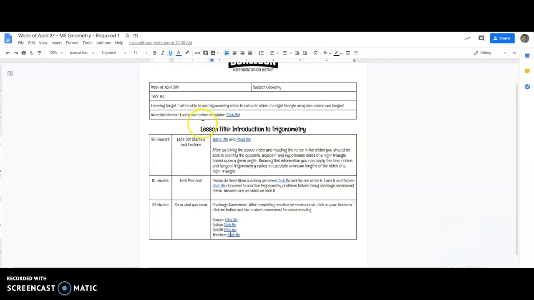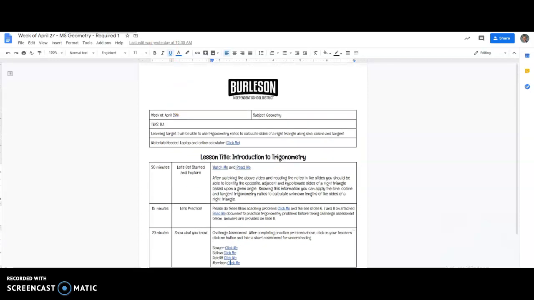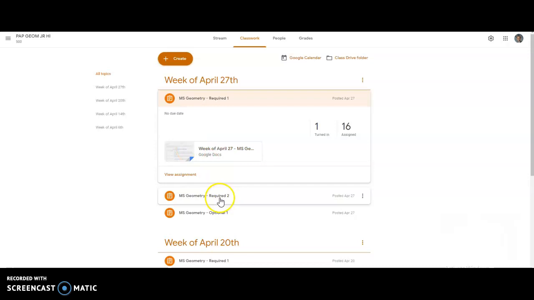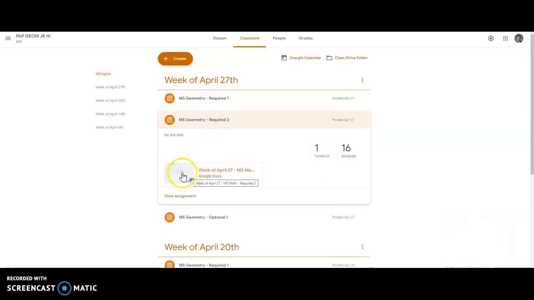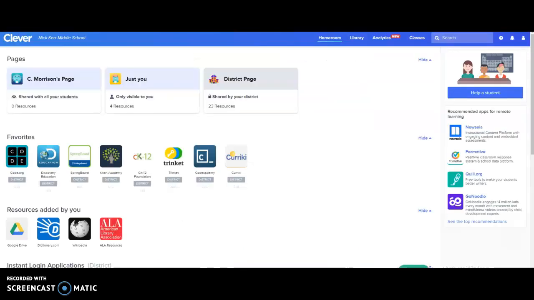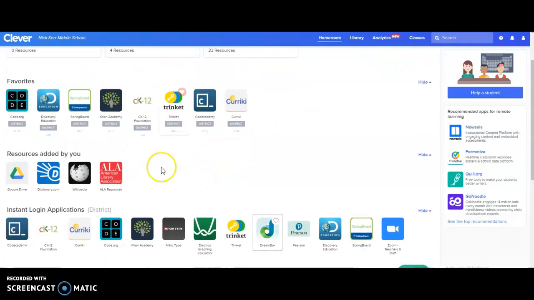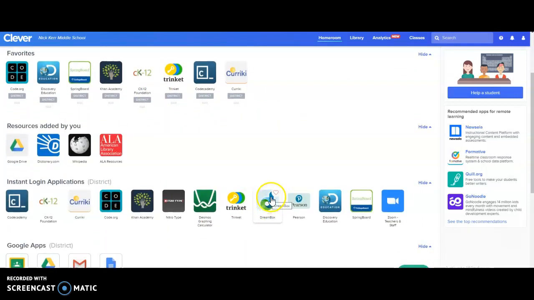That is assignment 1. Let's go back to assignment 2 is your Dreambox assignment. I'm not going to go look at this because that's just the instructions. To log in, you'll go to Clever, log in with your Google account, your school Gmail account. Down here you'll see Dreambox. I can't click on that because it opens up my teacher dashboard and shows student information, but once you go there, it is personalized to you.